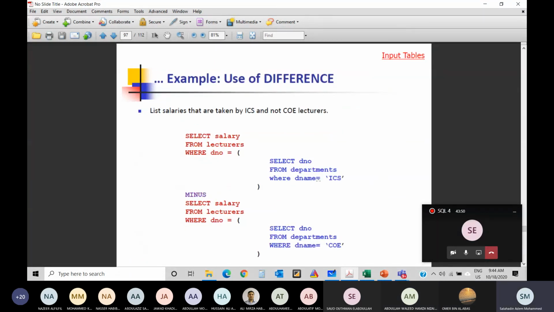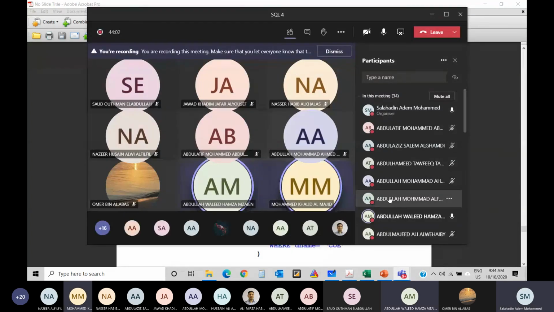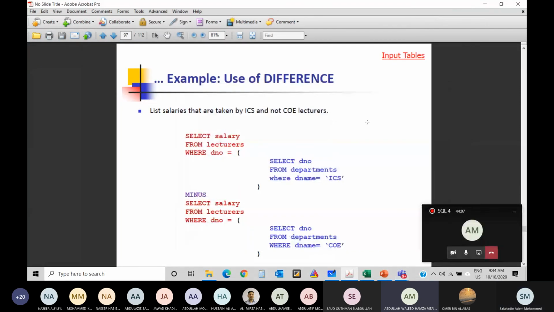Let me stop here. I'm going to continue, inshallah, next class from slide number 97. Before that, do you have any questions before I stop? Yes, Doctor. Union all includes the duplicates, right? It includes the duplicates. So you will see 4,000 repeated twice in the output. Yes, you're right. Any question?